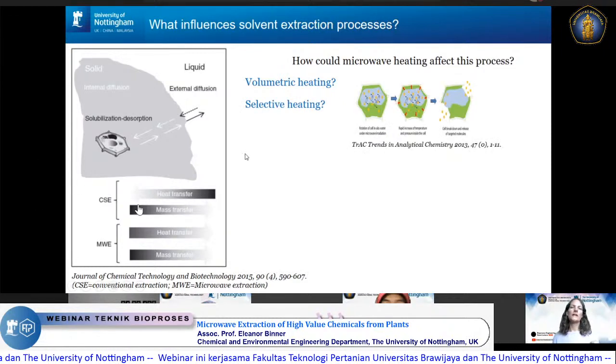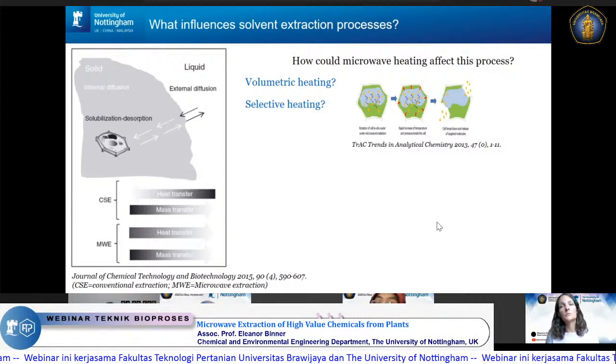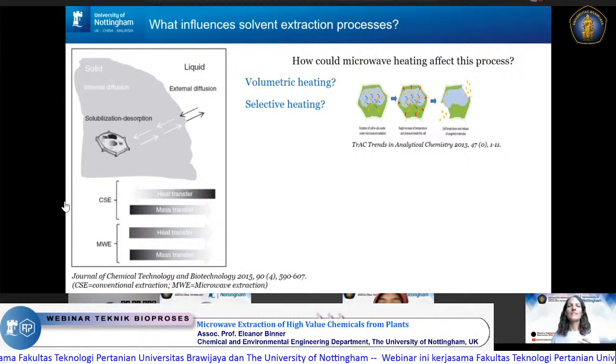And then, does selective heating have some sort of advantage? And as I've already said, there's a general agreement that microwaves should be able to rupture cells somehow, and this may cause an increase in yield or a decrease in extraction time. But again, up until recently, there's been very little attempt to explain how this could happen.